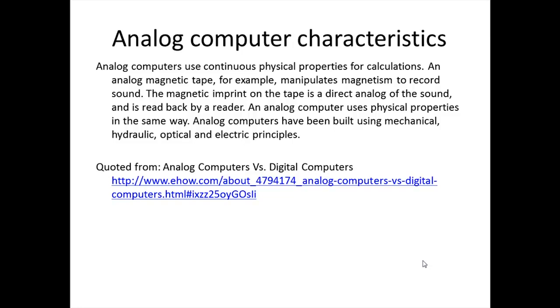An easy to understand example is the difference between how data is encoded on a CD and a vinyl record. The CD is digital, encoded with a pattern that simulates binary code, which is read by a laser and converted into useful data. The vinyl record is a direct analog of the data itself. In other words, the needle, the stylus that is put into the vinyl record, sets up vibrations that are amplified by an amplifier, and you end up getting sound as a result of that. That sound is then encoded directly in the form of vibrations onto the vinyl itself. And this is quoted from analog computers versus digital computers, and the URL is given on the slide.